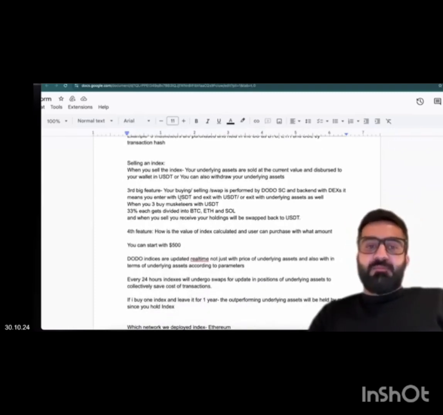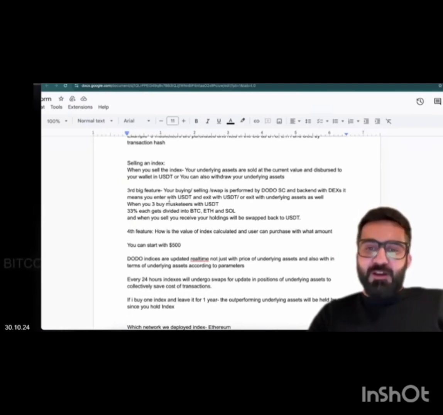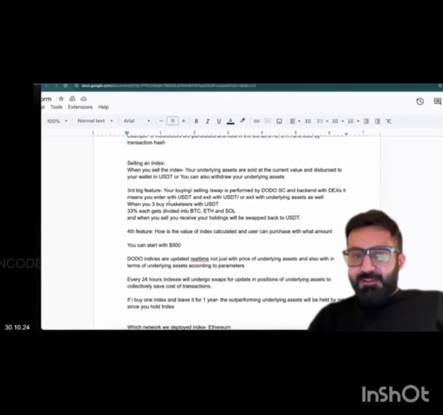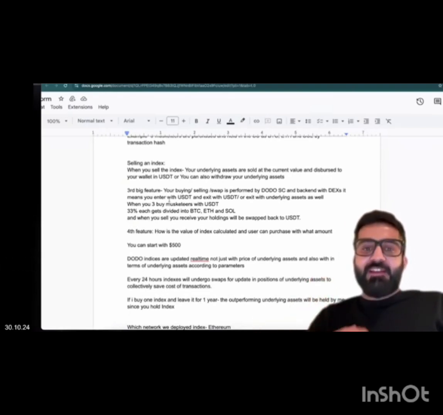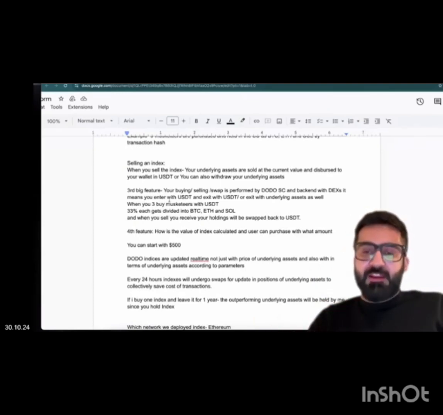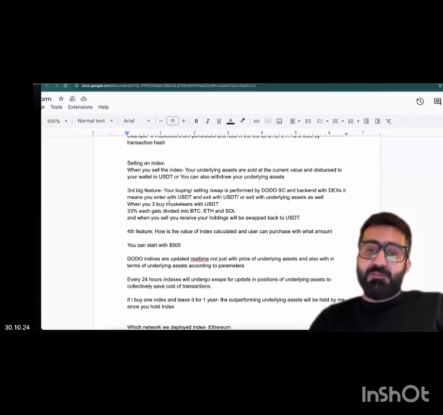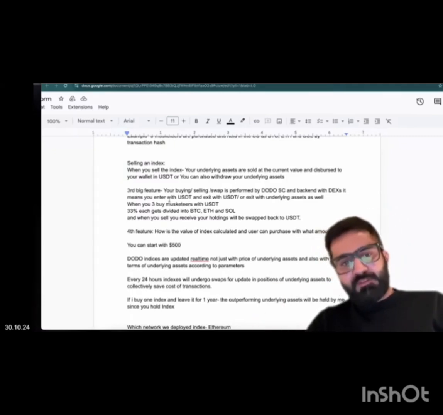Now, the third big feature of Dodo. Everything you're buying, selling, and swapping is performed by the Dodo smart contract and backend with the DEXes. So it means you enter with USDT and you can potentially exit with USDT. If you don't want to withdraw in underlying assets particularly, then you enter in USDT, you exit in USDT. Simple.